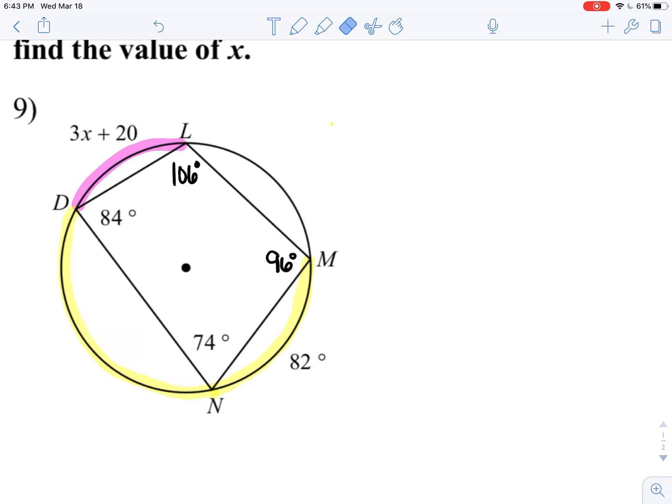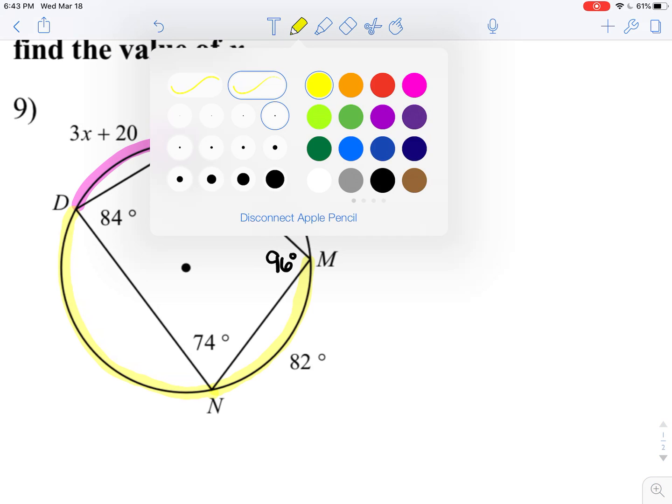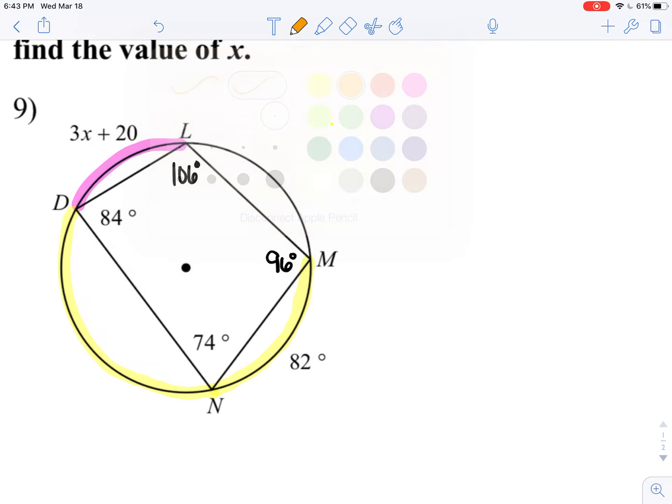I should probably use a better color than that. Let's go with orange. So I know D and M must be 2 times 106. 106 is the inscribed angle. The arc has to be double that. So this has to be 212 degrees.